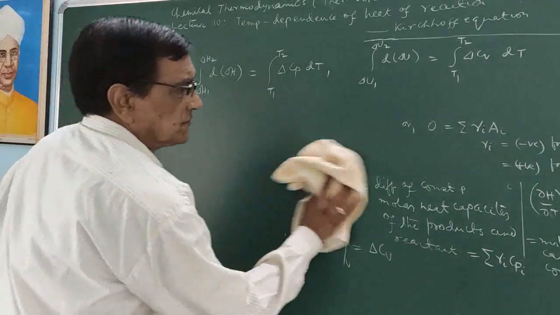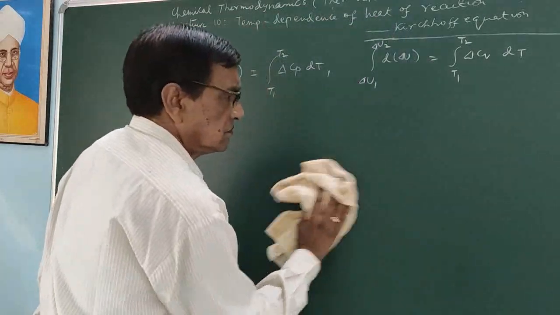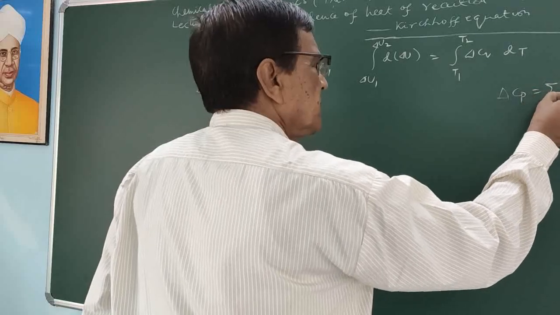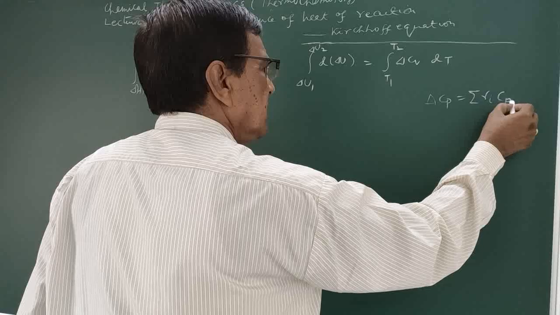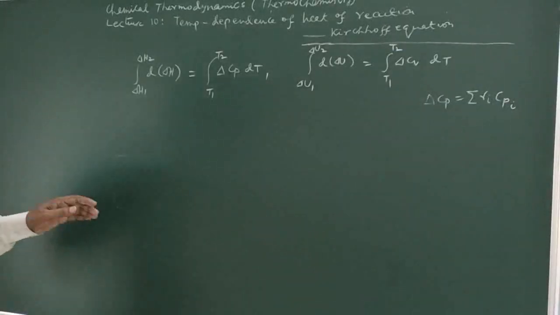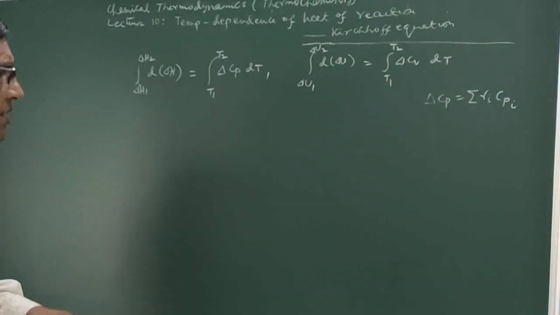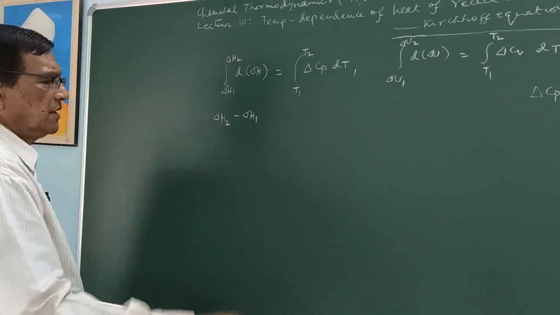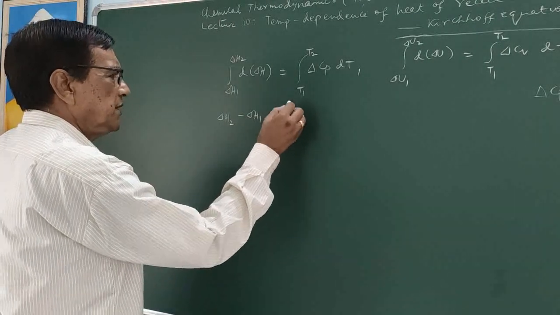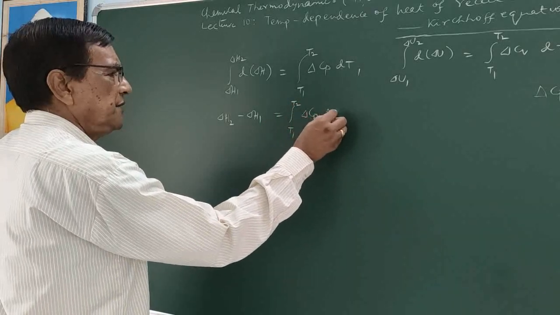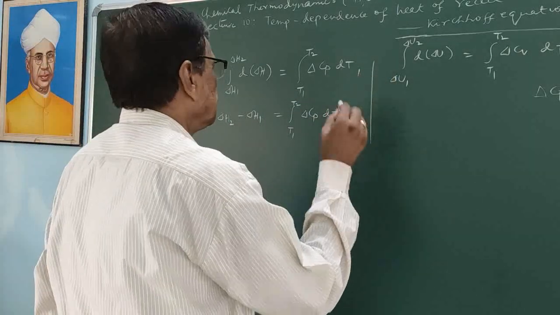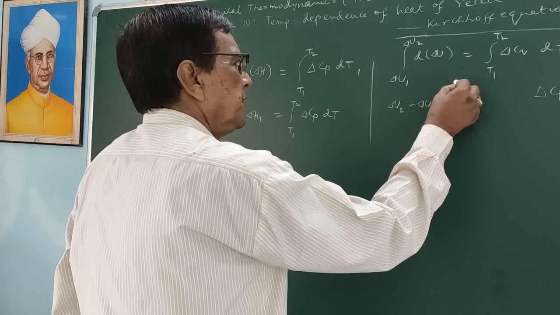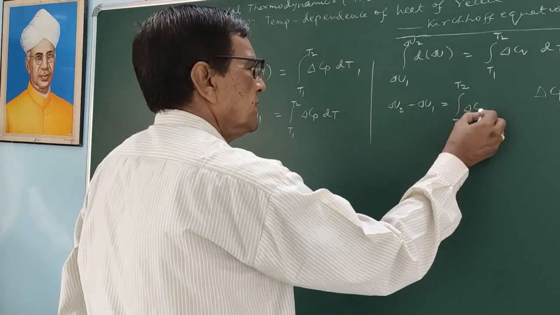So this would be written as, again, delta Cp equal to the summation of nu i and Cp i. After the integration, the left hand side is delta H2 minus delta H1, equal to the integral from T1 to T2 of delta Cp dT. Similarly, delta U2 minus delta U1 equals the integral from T1 to T2 of delta Cv dT.